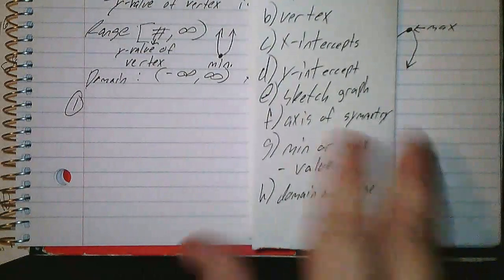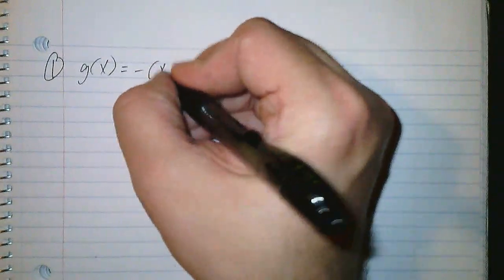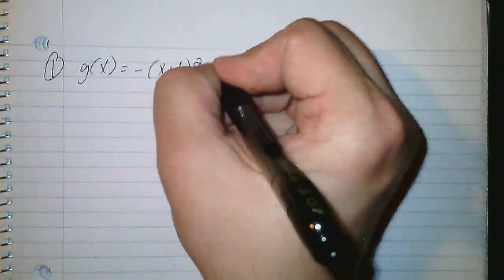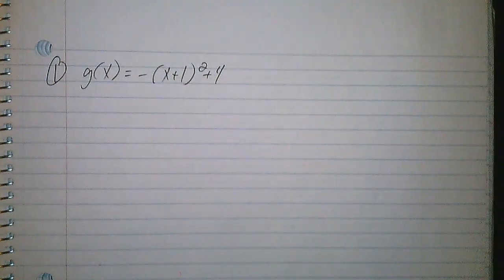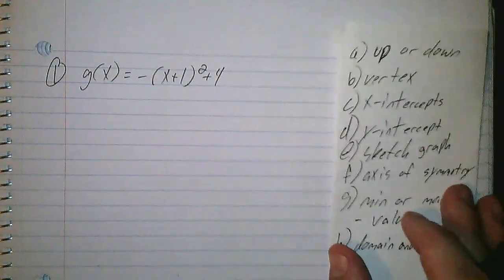So, I need a new page. I got these from the homework. Number 1. G of x equals negative (x plus 1) squared plus 4. Let me move the camera. That's better. So, we need these things.